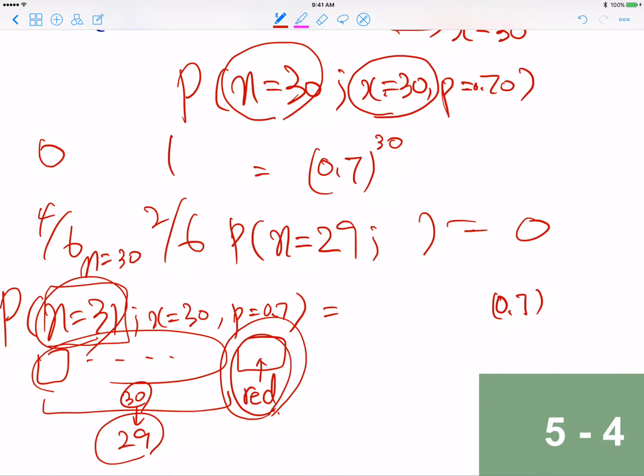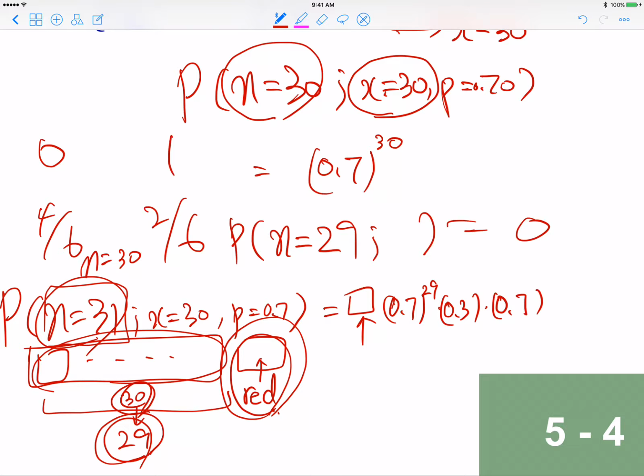And then out of 30 previous samples, we have to have 29 red balls. So 0.7 to the power of 29, and then 1 white ball, 0.3. And then we consider all the possible different sequences, and that sequence is changing here.